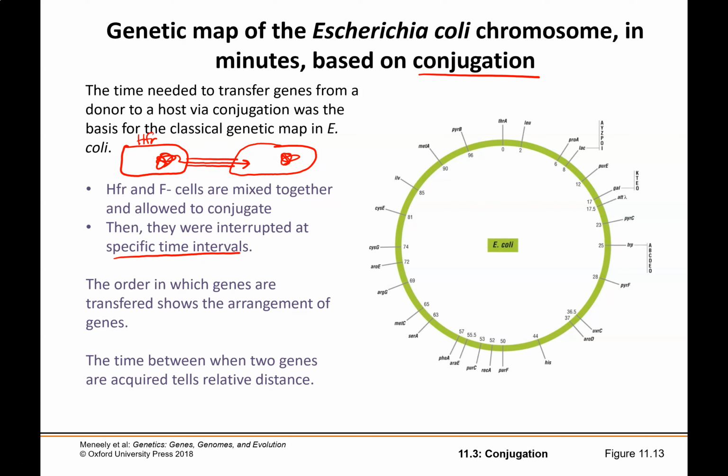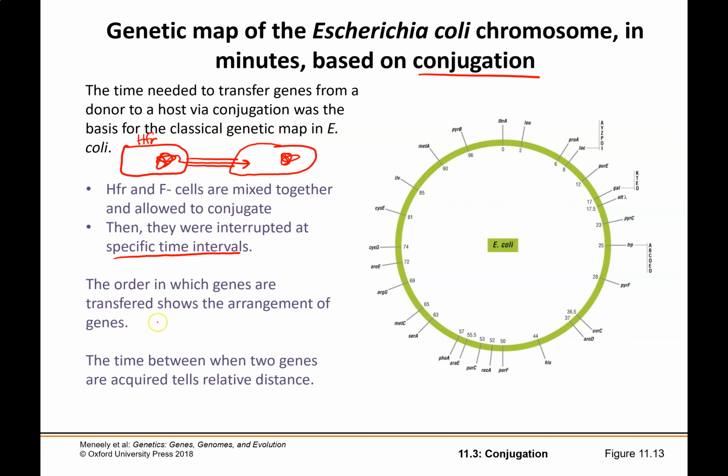The part of the chromosome that is closest to the origin is going to transfer first. So any cells that are allowed to conjugate for a short amount of time are going to get the first genes that are closest to that origin of transfer site. The longer that you let it run, the more genes you are going to find have been transferred.